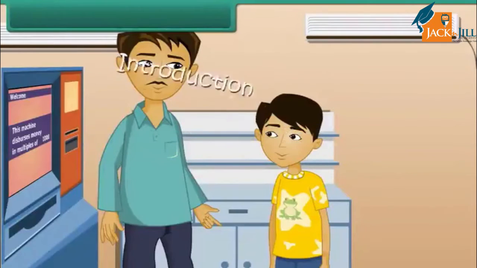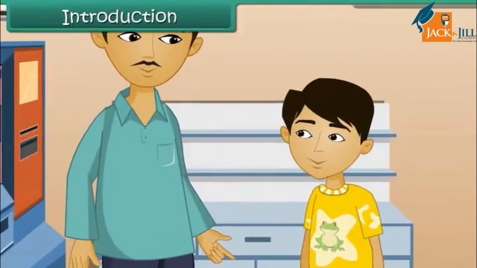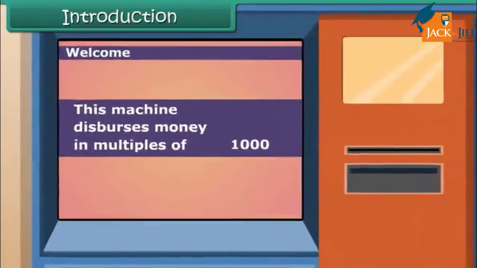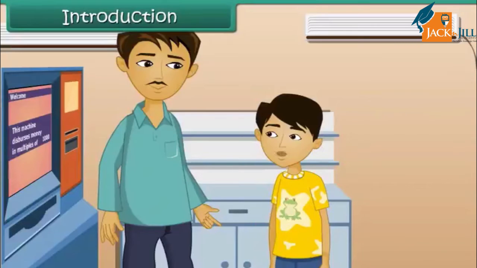Introduction. You are at an ATM center with your father. You see a message on the screen that says, "This machine disburses money in multiples of 1,000." You ask your father what the message means.